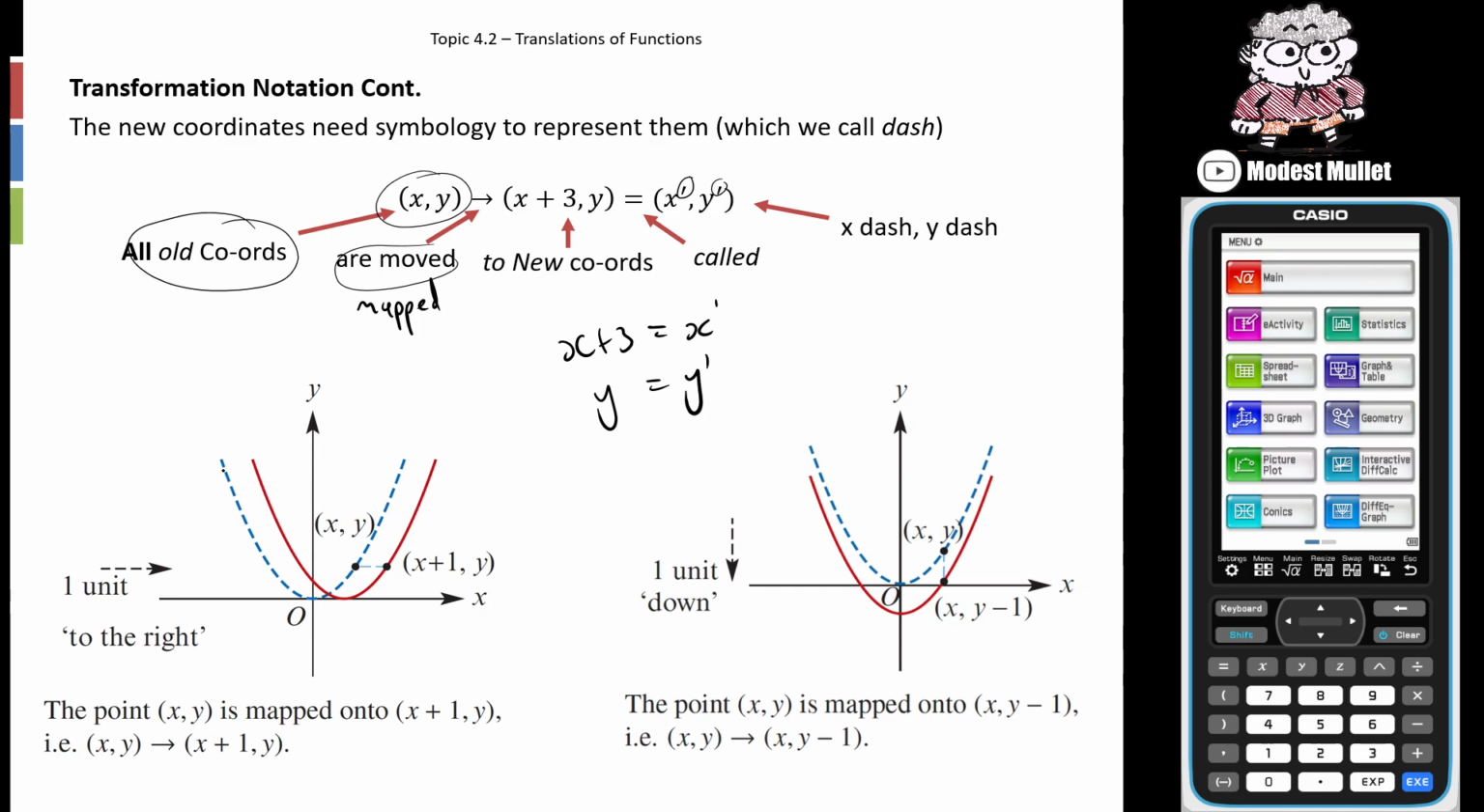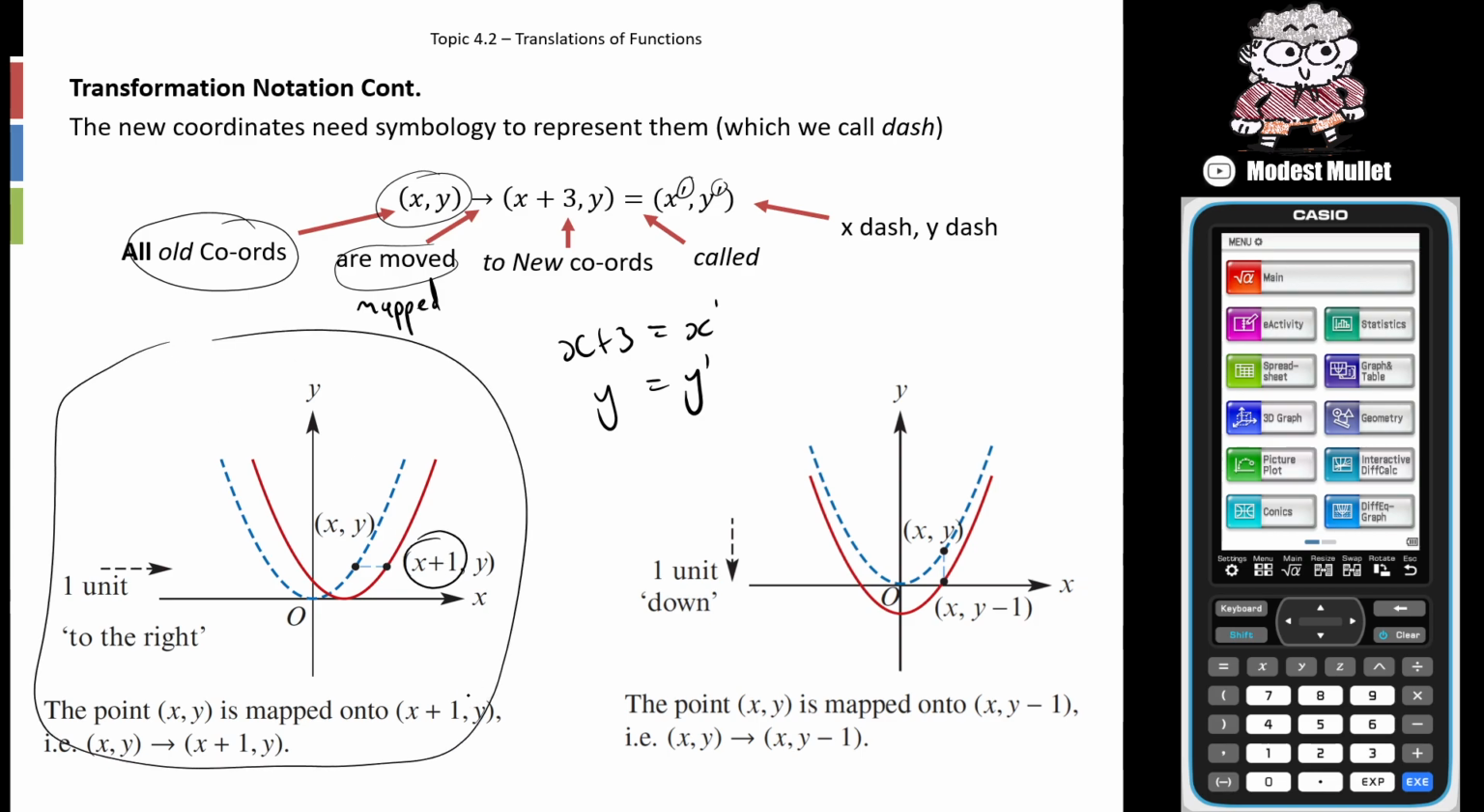So we're starting with the dashed blue line, and we'll look at this one on the left here, and we can see that the coordinates have changed. X has been turned into x plus 1, but y has been left the same. So in this case, the point x, y is mapped to x plus 1, y. And we can write that using this notation.